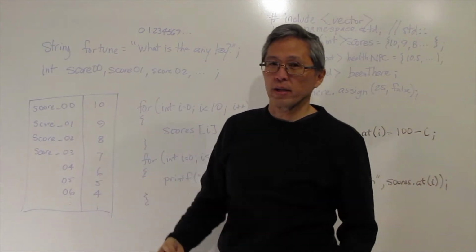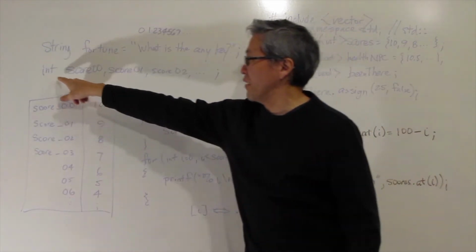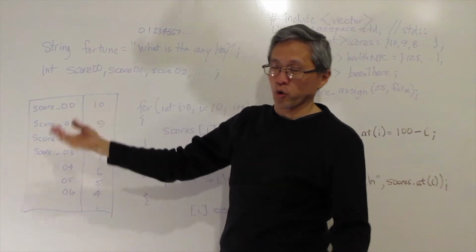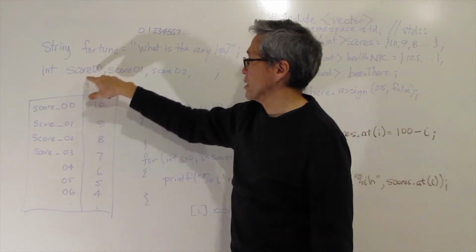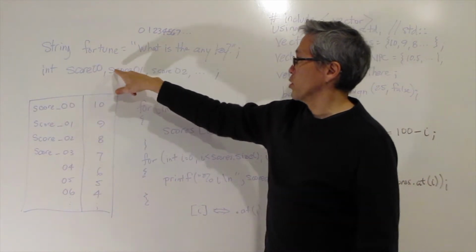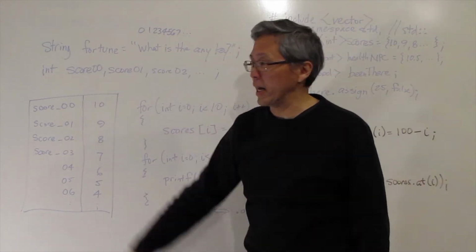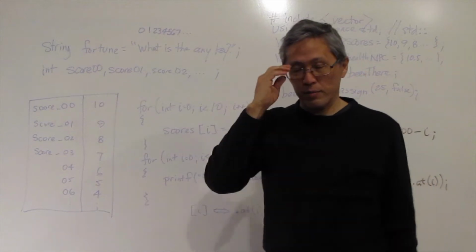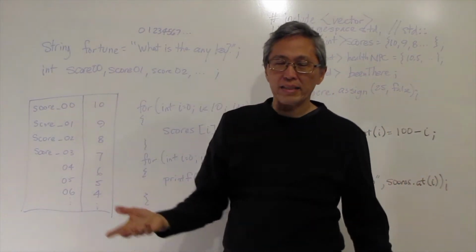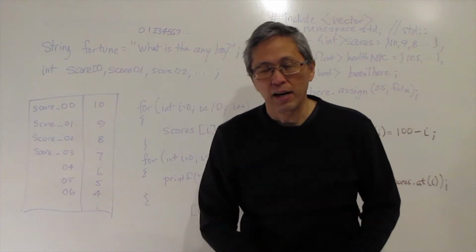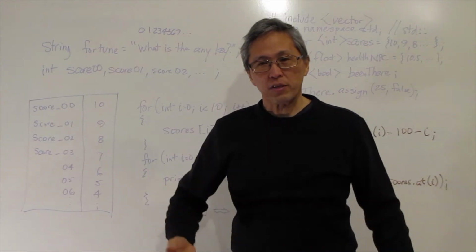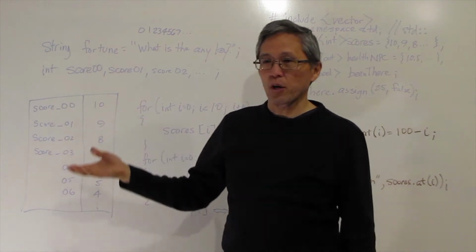Now, why would you use an array? Well, let's think about this. If I have these high scores that I want to keep, or I have scores that I want to keep, if I do this, int score 0, score 0, 1, score 0, 2, and so forth, if I have 10 scores or however many scores, I've got to have all these different variable names. Well, arrays, vectors, help us to keep those with one name.